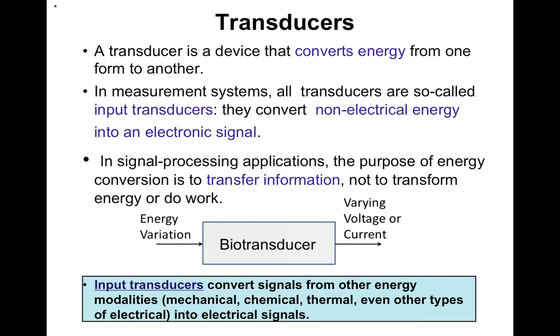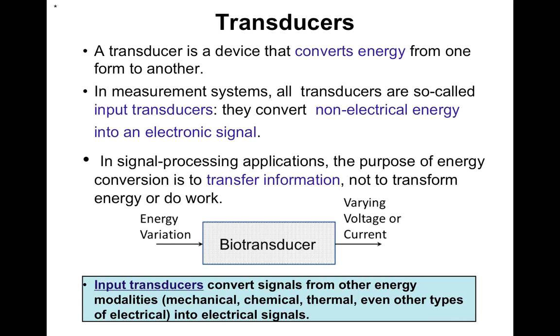A transducer is basically a device that converts energy from one form to another. And in measurement systems, all transducers are called input transducers. In other words, they convert non-electrical energy into an electronic signal. In signal processing applications, the purpose of energy conversion is to transfer information, not to transform energy or do work.